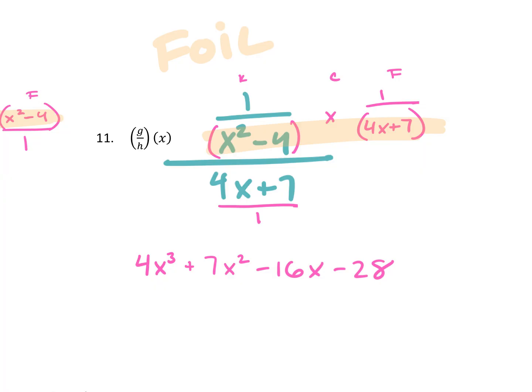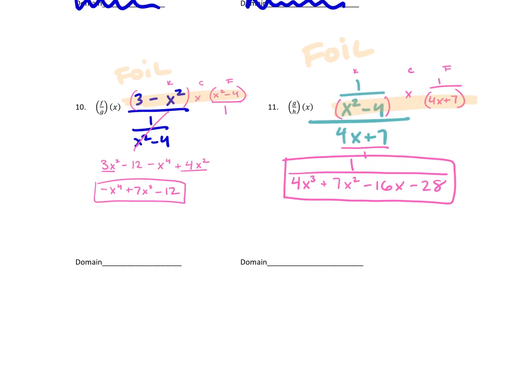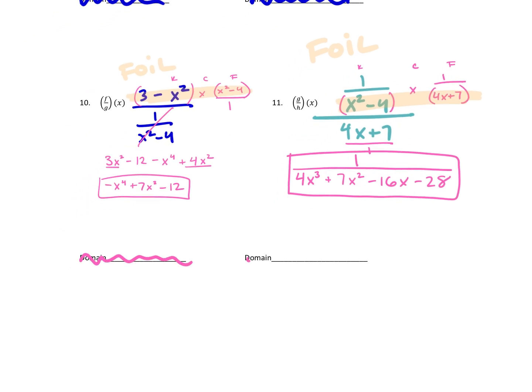Now, is this in the numerator or the denominator? What would our numerator be? 1. Do I have any like terms I can combine? Nope. So this would be our answer. 1 over 4x to the 3rd power plus 7x squared minus 16x minus 28. Again, don't worry about the domain. There's no domain questions on the test.